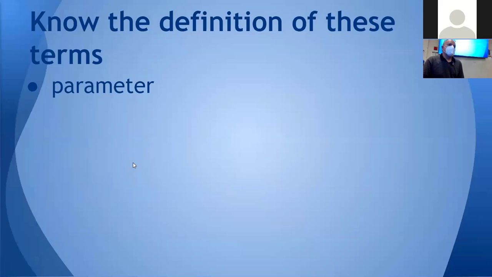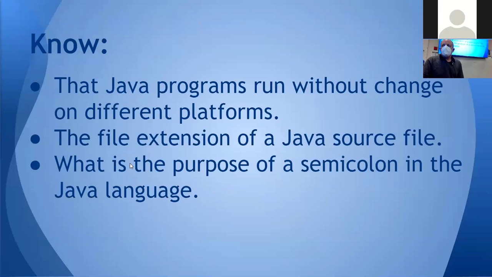Here's some other words that you'll need to know the definition of. Parameter. Okay, those are those little bits of data you send into a method so that it can do its job. Other things to know, that Java programs run without change on different platforms. So it's a cross-platform language. When I need to make sure that a program runs on multiple different platforms, I usually choose Java as my way of doing that.